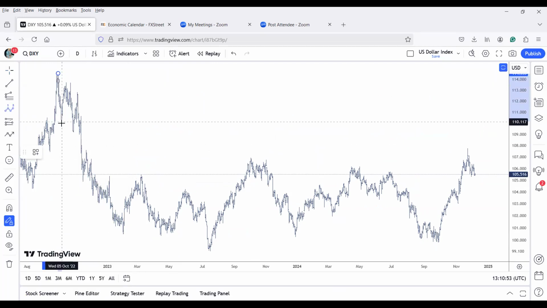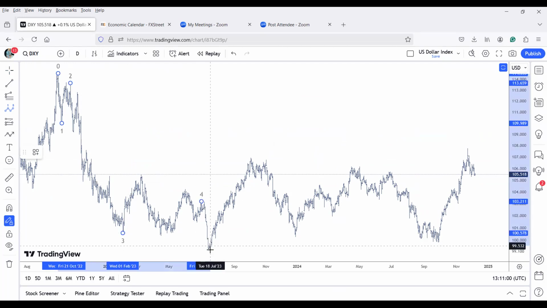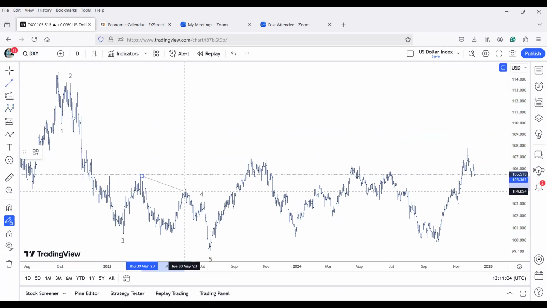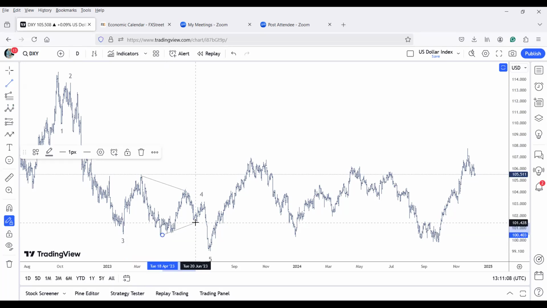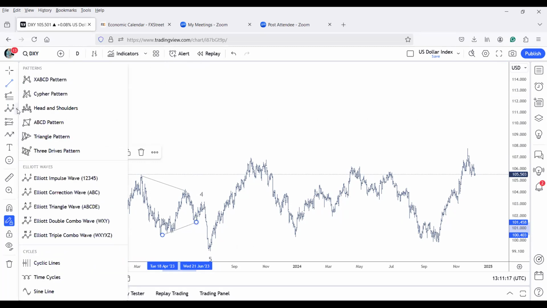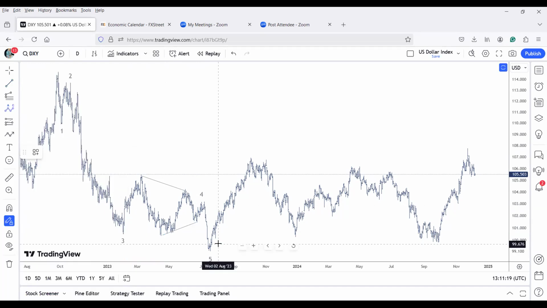The larger degree, October 22 onwards, it's been wave 1, wave 2, wave 3, wave 4, and wave 5. For those who already practice Elliott wave, the fourth wave turned out to be a triangle. Normally, it is a triangle preceding the thrust wave, fifth wave lower, and that has been neatly followed by a corrective wave.